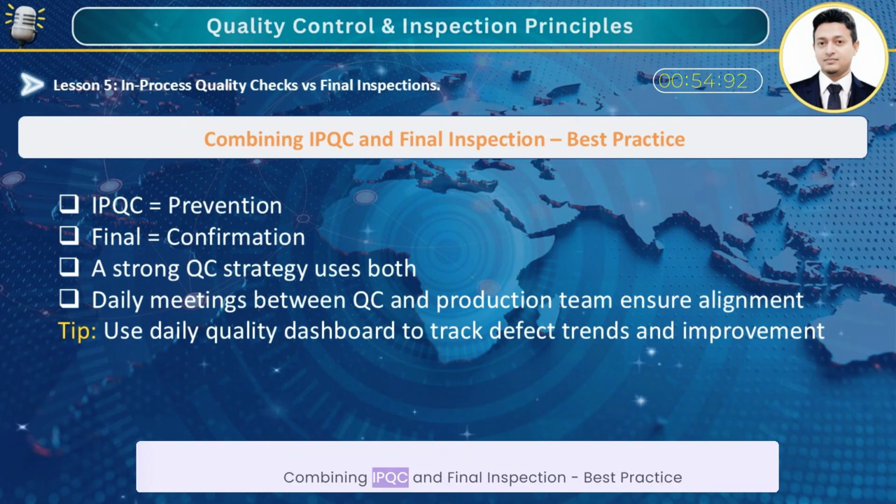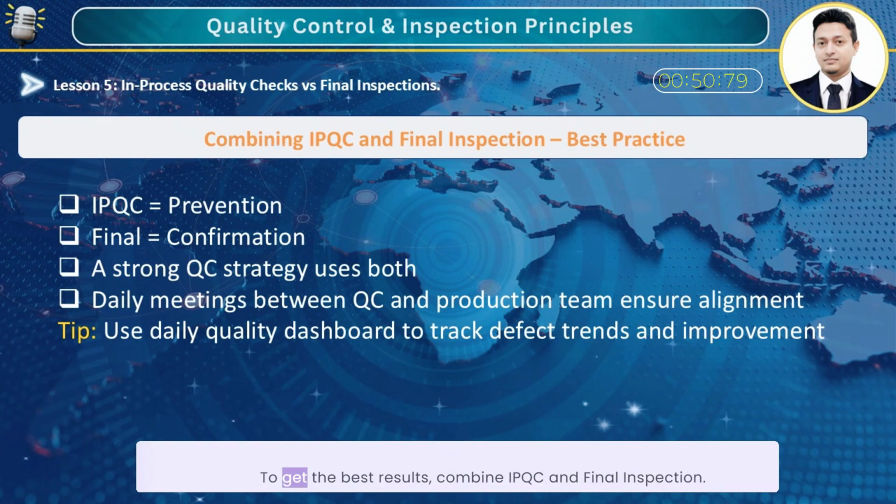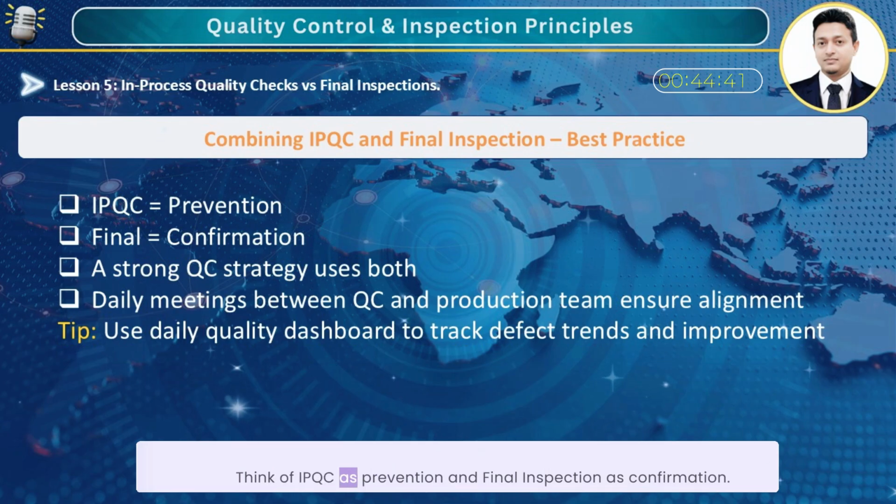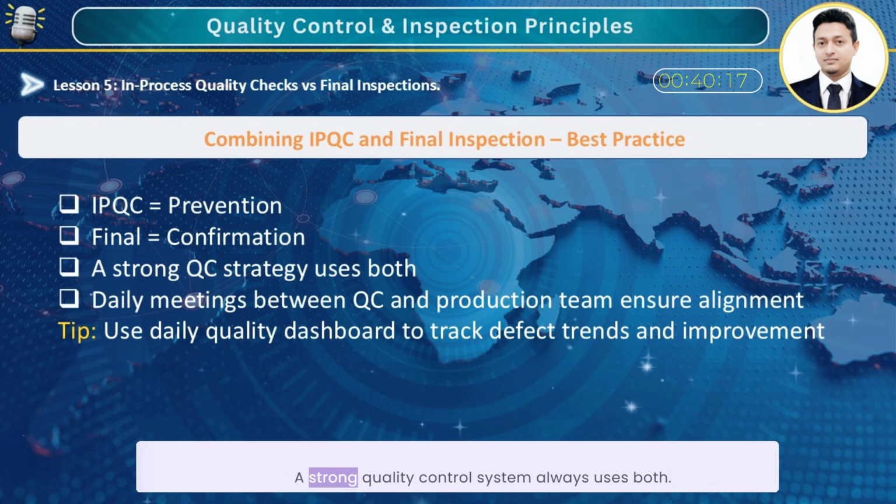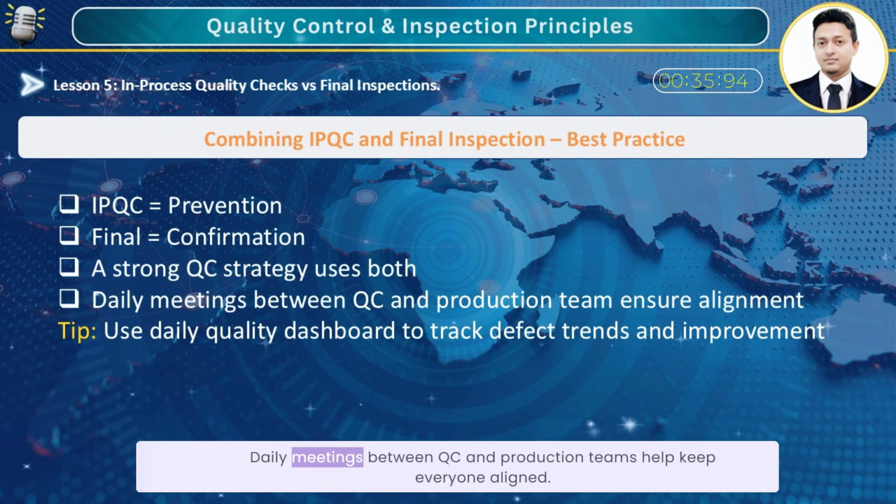Combining IPQC and final inspection, best practice. To get the best results, combine IPQC and final inspection. Think of IPQC as prevention and final inspection as confirmation. A strong quality control system always uses both. Daily meetings between QC and production teams help keep everyone aligned.